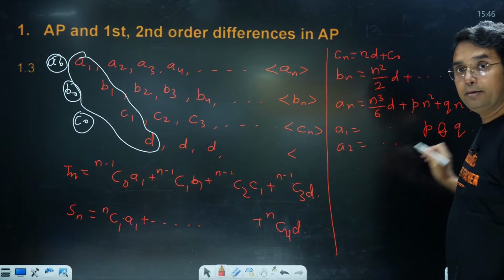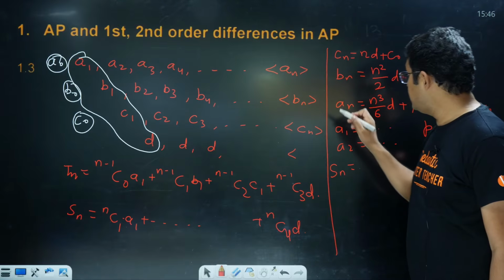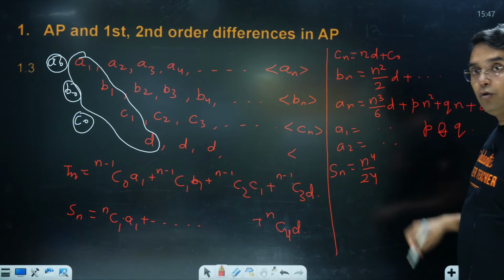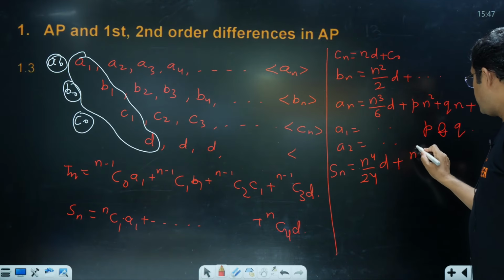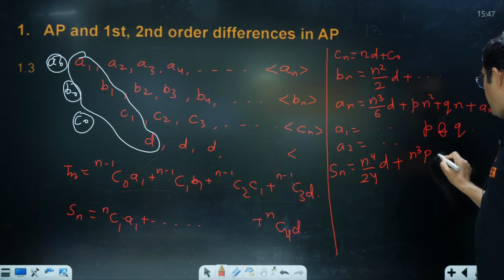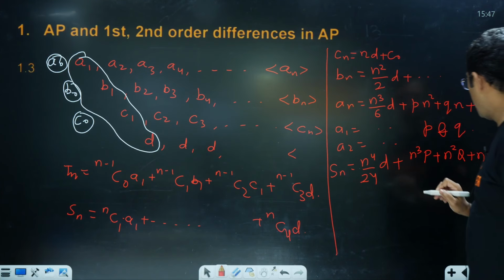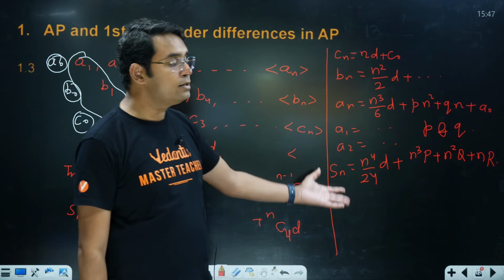Okay, I am not doing it. Now similar to this, if you want to find the sum of n terms of this series, the leading term will again be integrated. It will be n power 4 upon 24 into d, plus n power 3 into capital P, n power 2 into capital Q, plus n into R. Now here there are 3 coefficients and there is no shortcut.